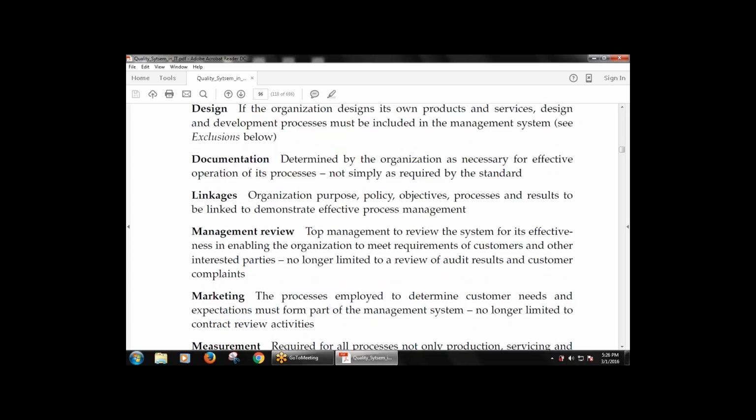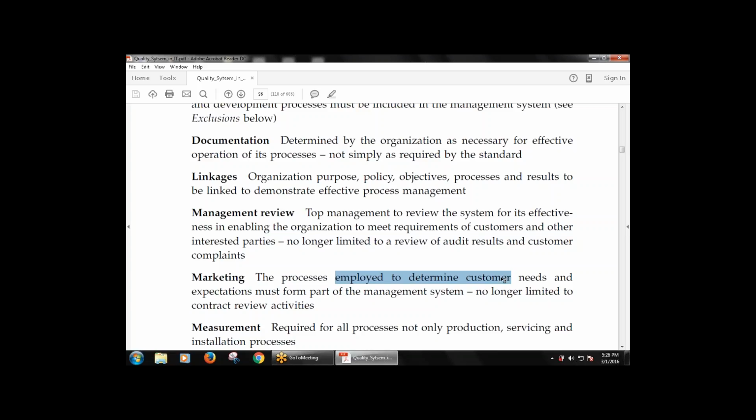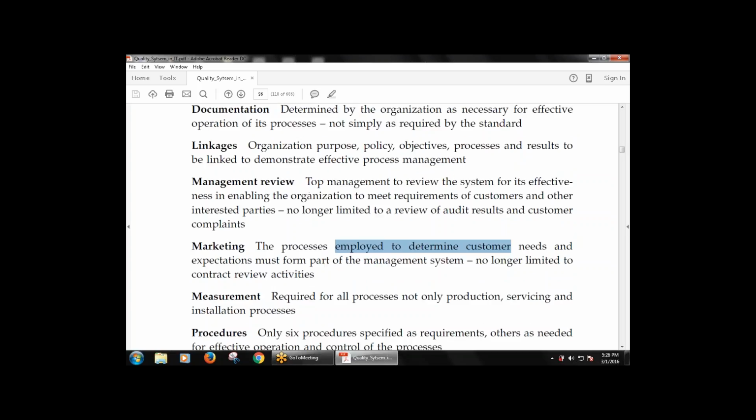Then next is marketing. The processes employed to determine the customer needs and expectations must form part of the management system. That is marketing, which is no longer limited to conducting review activities.